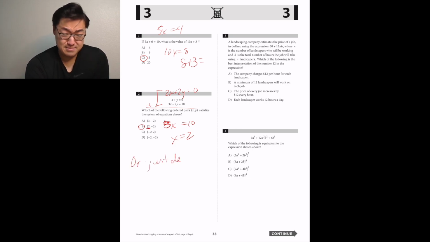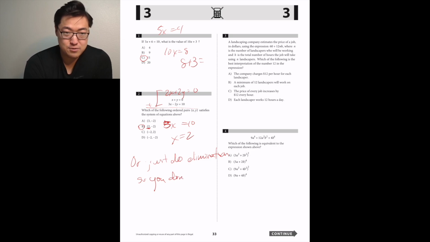And as I'm doing this, I'm thinking I should have just done the elimination way because it's probably faster. But considering that I'm lazy, let's go. So 2, -2 might work. So 6 plus, it's B.